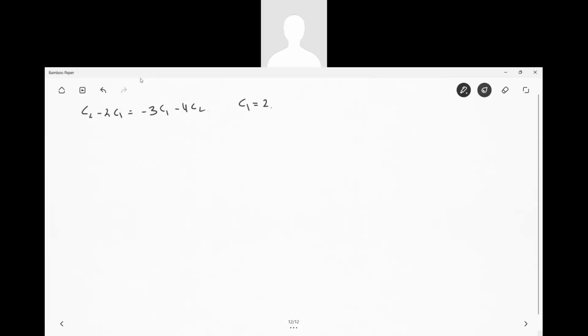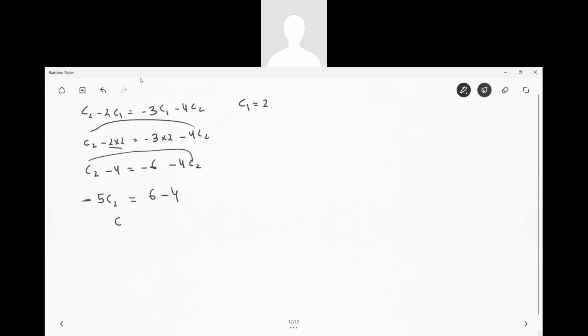So you'll get the value of C2. C2 minus 2 into 2, right? Minus 3 into 2 minus 4 C2, right? So you take this here. This is your minus 4 C2, minus 4 minus 6 minus 4 C2. So if you take this here, this will become minus 5 C2, and this will become 6 minus 4 C2, sorry.